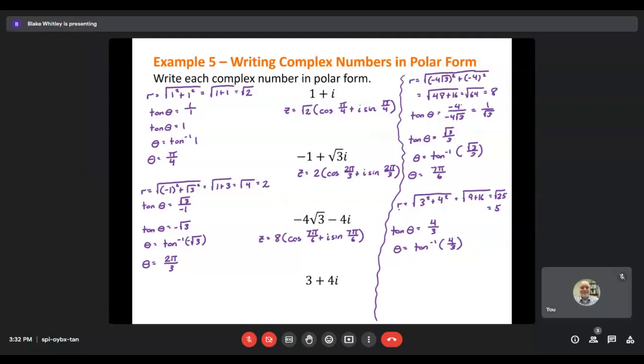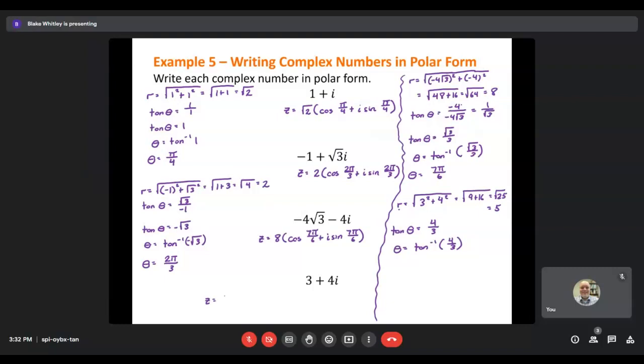Now, 4/3 is not a special value, right? There isn't a 4/3 that we know from our unit circle. And so if we do this, we would have to put it in the calculator to get an approximate value of theta, or if you want an exact value, we have to leave inverse tangent of 4/3 as the exact value. Okay, so when I substitute this in this time, our complex number in polar form is going to look like this.